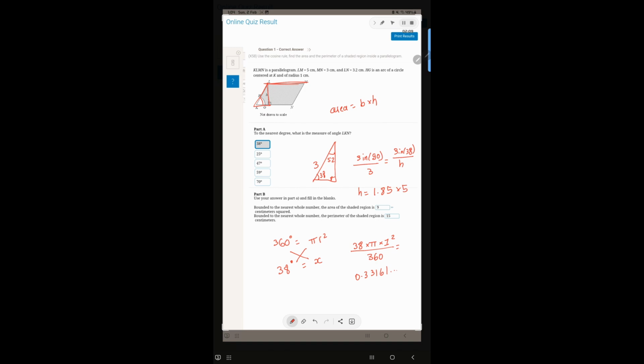1.85 times 5 will give you approximately 9.23. So what you do now is you take 9.23 minus 0.33, which will give you approximately, because you want to round it to the nearest whole number, 9.